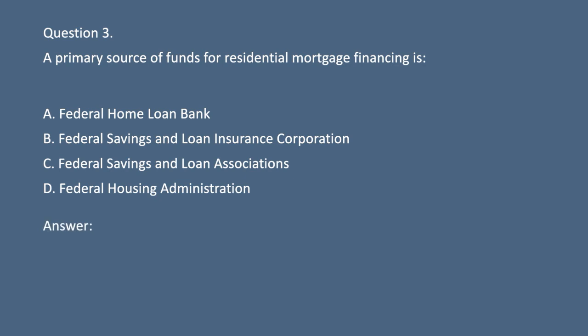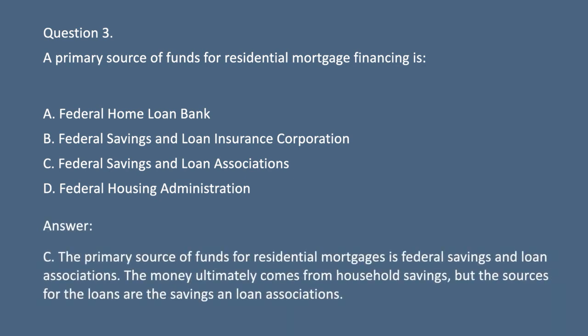Answer C. The primary source of funds for residential mortgages is federal savings and loan associations. The money ultimately comes from household savings, but the sources for the loans are the savings and loan associations.